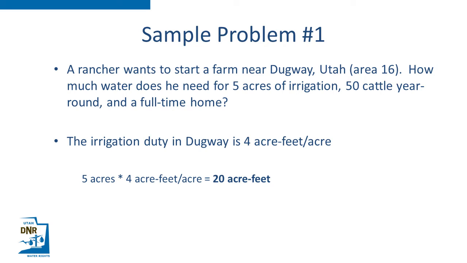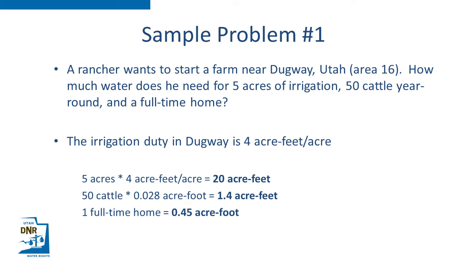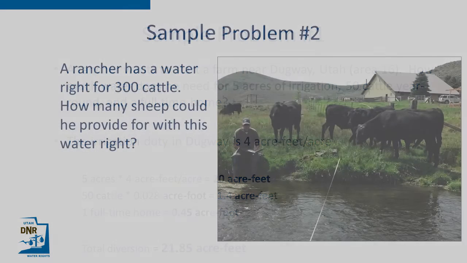For the irrigation portion, he will need 20 acre-feet. 50 head of livestock would be times 0.028 acre-foot, because it is a year-round use, and that would be 1.4 acre-feet. Plus the 1 full-time home is 0.45 acre-foot. You add those acre-feet amount together to get the total diversion of 21.85 acre-feet.